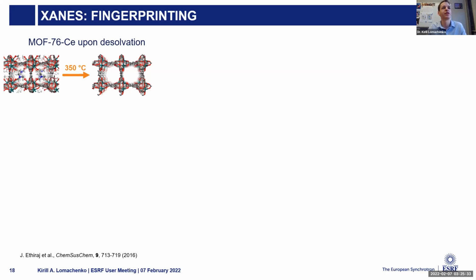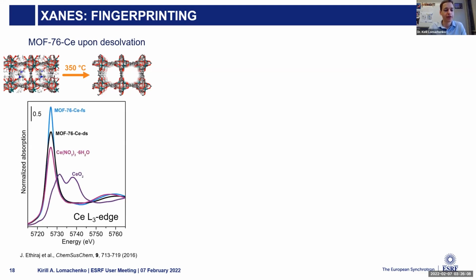So imagine you have a material. In this case, it's a metal organic framework that contains solvent in its pores when it is as synthesized, and then we can desolvate it by heating. We heat it and the solvent goes away and the structure changes a little bit. What happens with the cerium ions that constitute the cornerstone of the MOF? Does the oxidation state change? What happens with them? Well, the answer can be provided by XAS, by XANES actually.